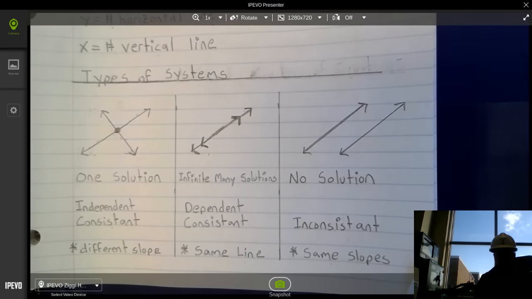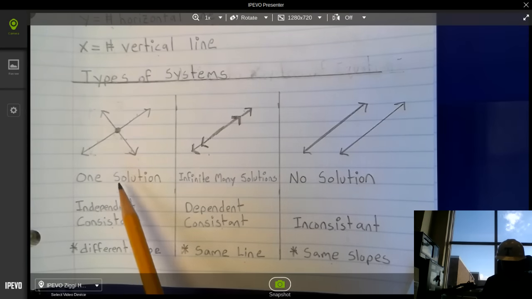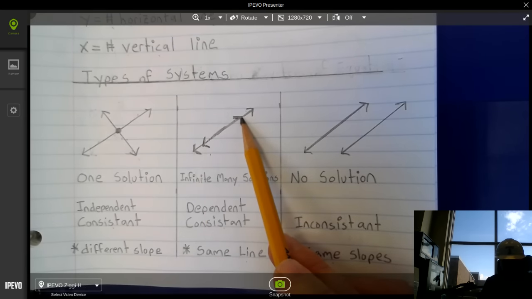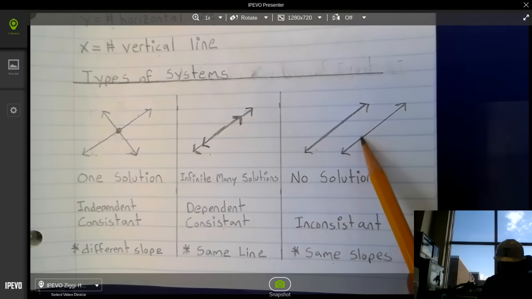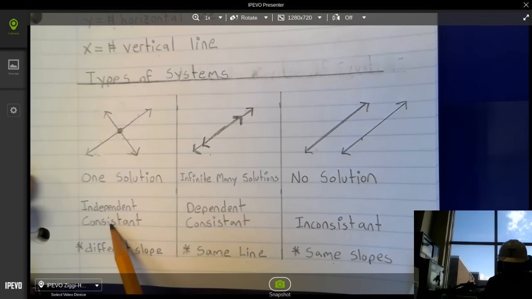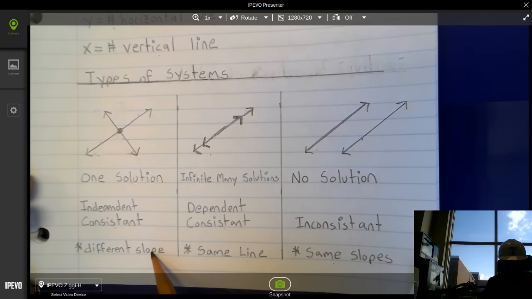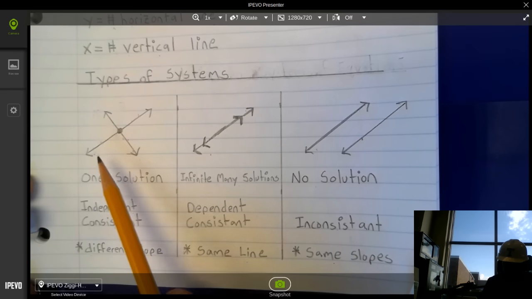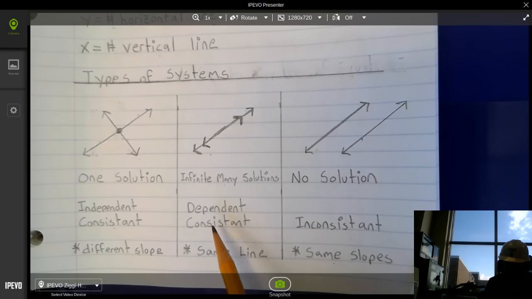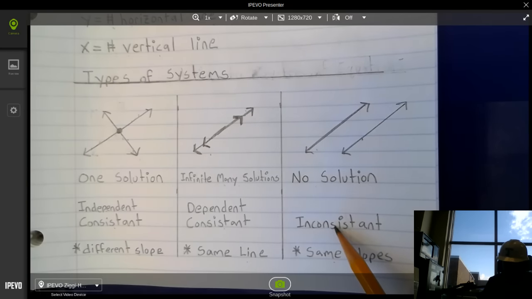There are three types. There's one solution when two lines intersect. There are infinitely many solutions when the lines are the same line, and there's no solution when the lines are parallel. If it's one solution, it's independent and consistent, and there are different slopes, meaning each of these lines has a different slope. If it's infinitely many solutions, it's dependent and consistent, and they're the same line. If it's no solution, it's inconsistent, and they have the same slopes.